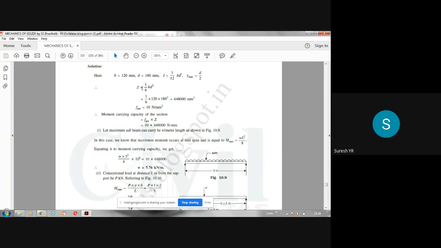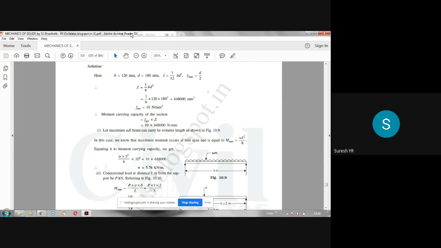for cantilever beam as well as for simply supported beam, for concentrated load, for UDL and for UVL, we have drawn the BMD and SFD at the beginning. There, please note down the maximum value of bending moment and the maximum value of shear force, and where it occurs. That is very important for solving this type of problem. So the concept here is we are calculating the moment of resistance or moment carrying capacity of the given section, and we are equating that to the maximum bending moment. Then we are calculating the load.